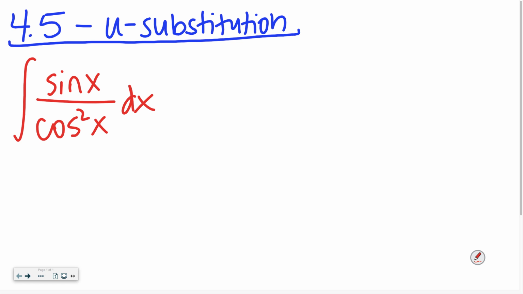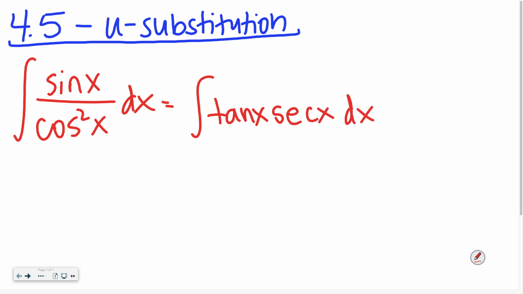Okay, what did you say? Okay, what is sine over cosine? And what is 1 over cosine? What's the antiderivative of tangent times secant?